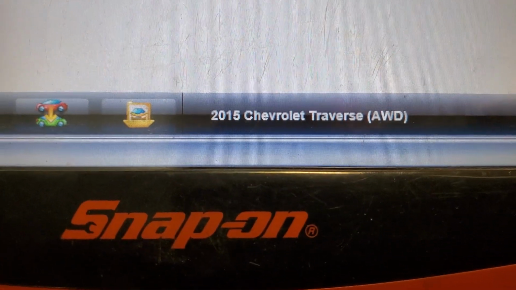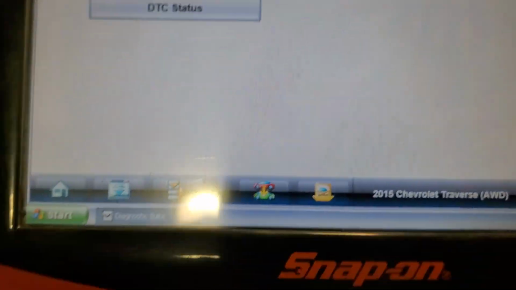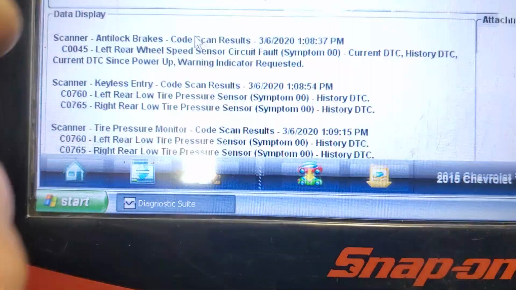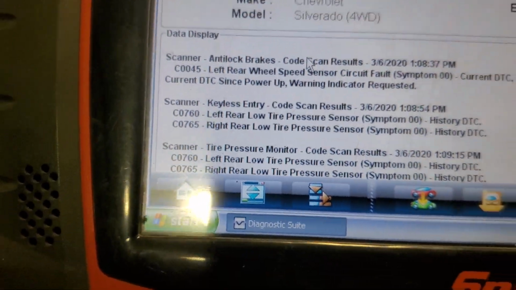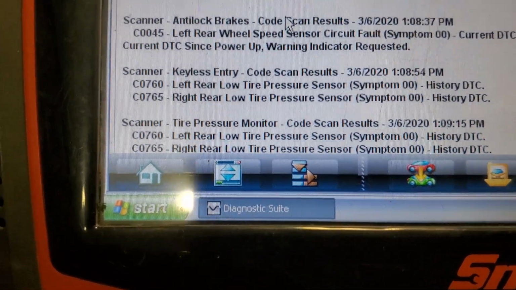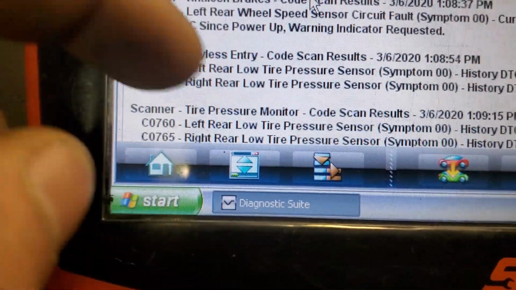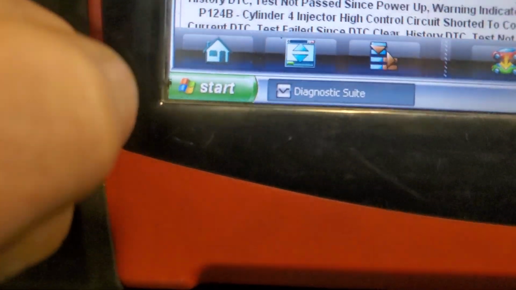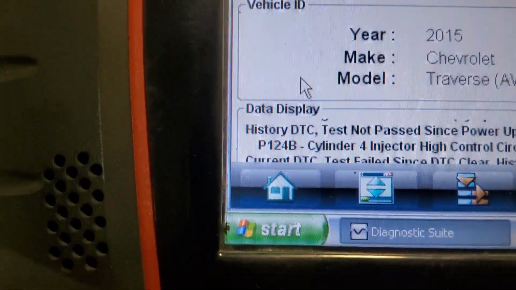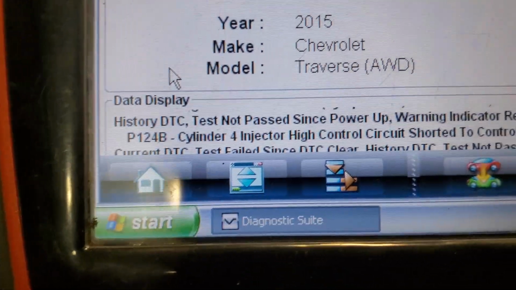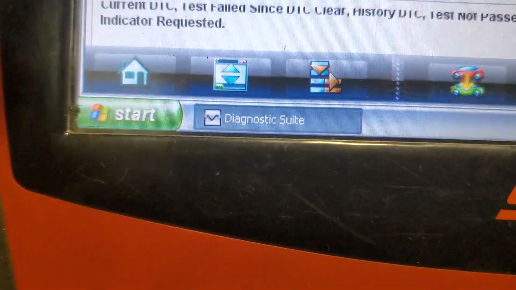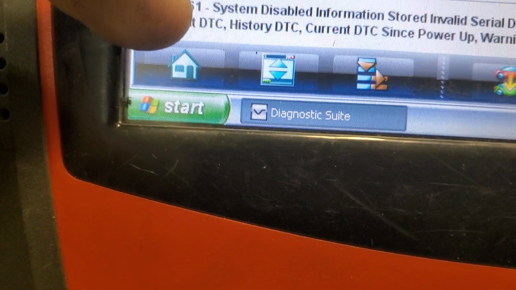2015 Chevy Traverse all-wheel drive with a 3.6, VIN D. The code I had in here came in with the check engine light and, of course, the StabiliTrak light. The code I had in this was P124B, cylinder 4 injector high control circuit shorted to control circuit, and then of course a P0300 for random misfire.